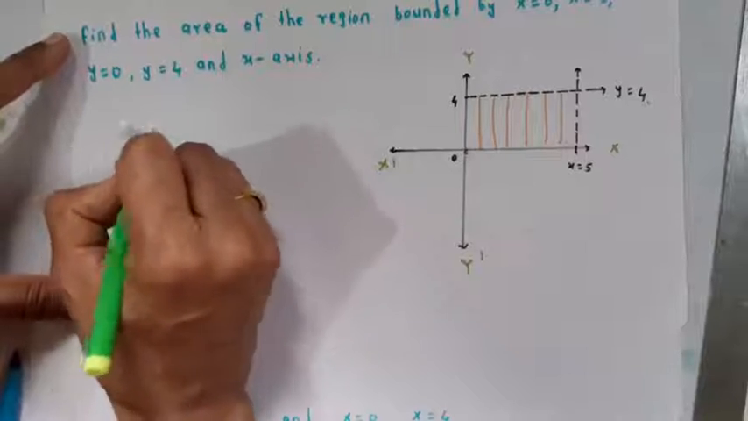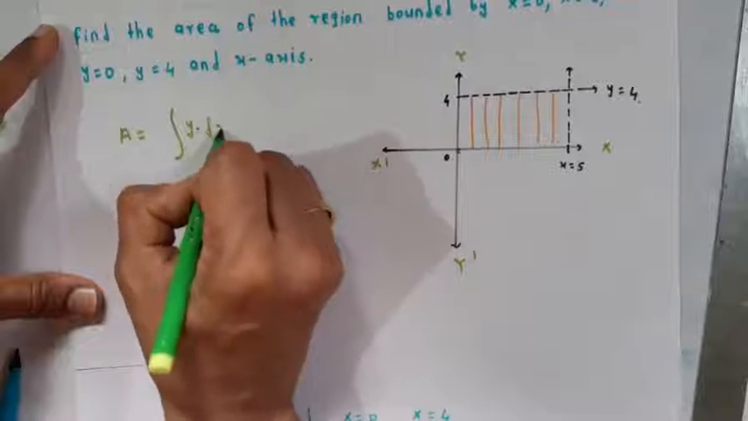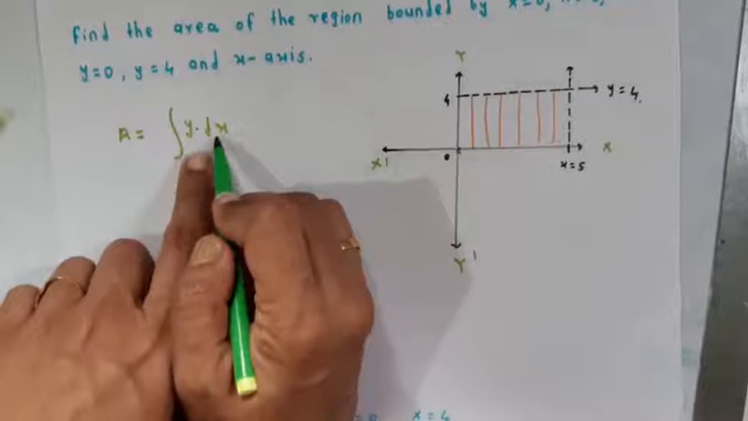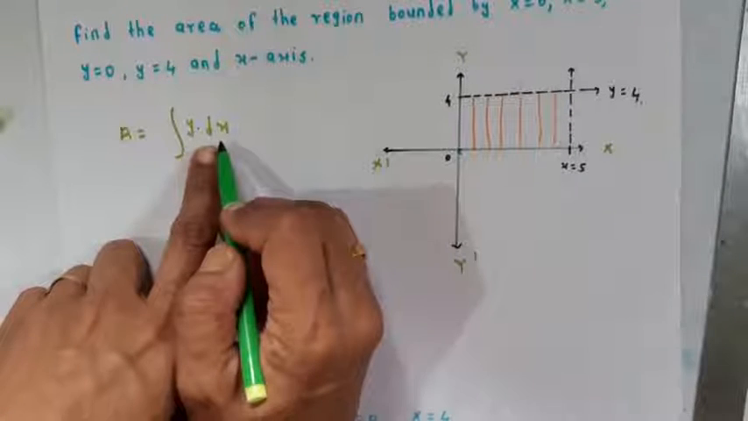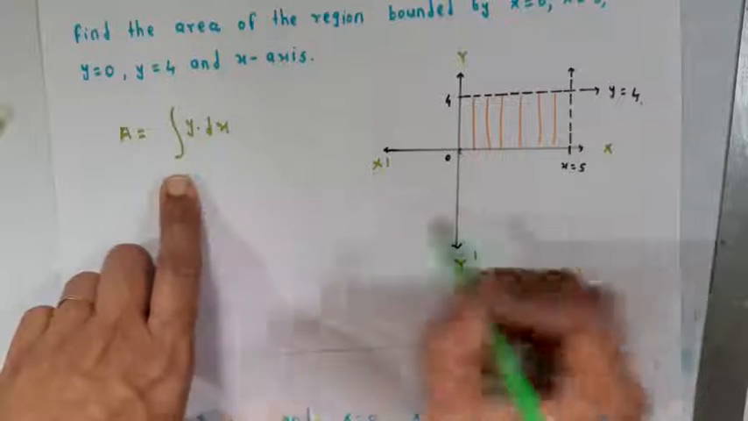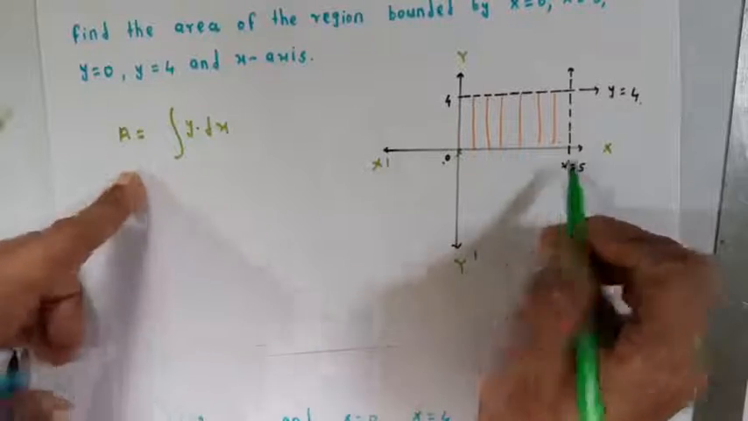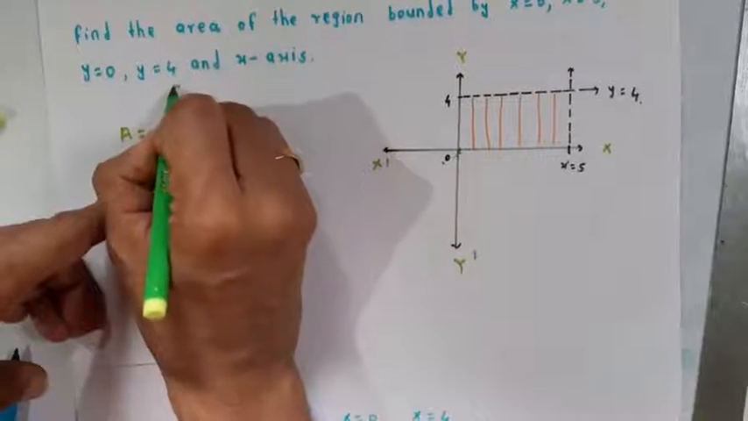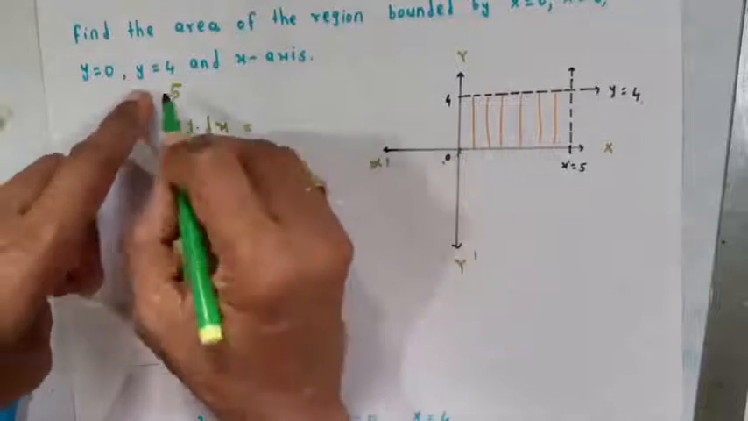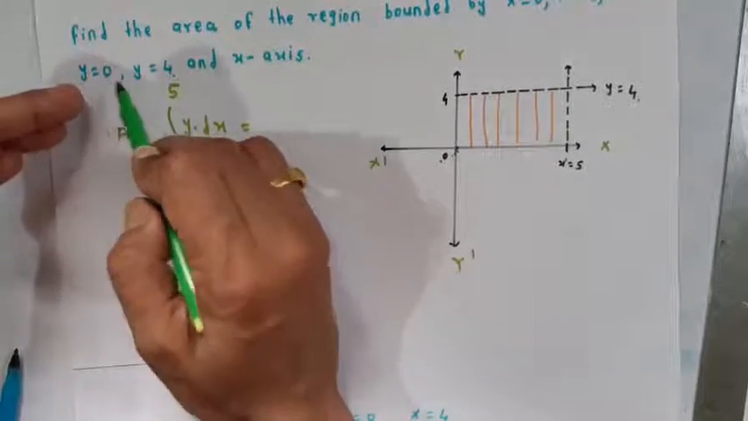So the required area equals y with respect to x, or x with respect to y, whatever. If y with respect to x, it means we are integrating with respect to x, so give the limits of integration according to x. Which are the limits? From x equal to 0 to x equal to 5. What is the y function? So y equal to 4, okay, and y equal to 0. We can't take this y equal to 0.